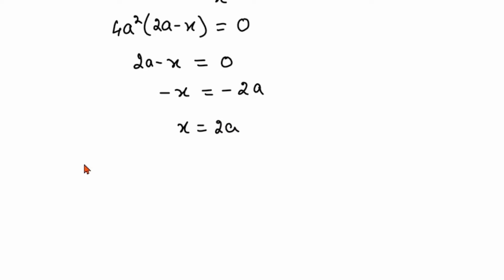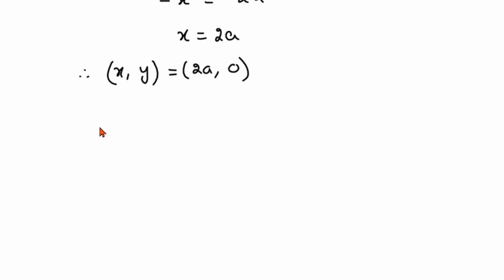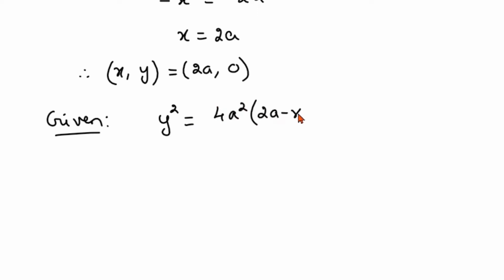So hence we have got the values of x and y. The x value is 2a and the y value is 0. So (x, y) is nothing but (2a, 0). Let us move on to the given curve. The curve that is given is y square equals 4a square times (2a minus x) whole divided by x.